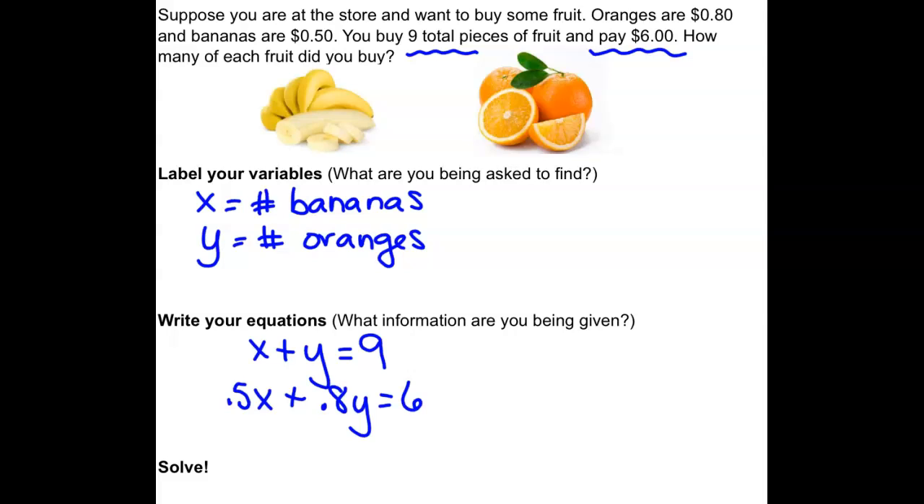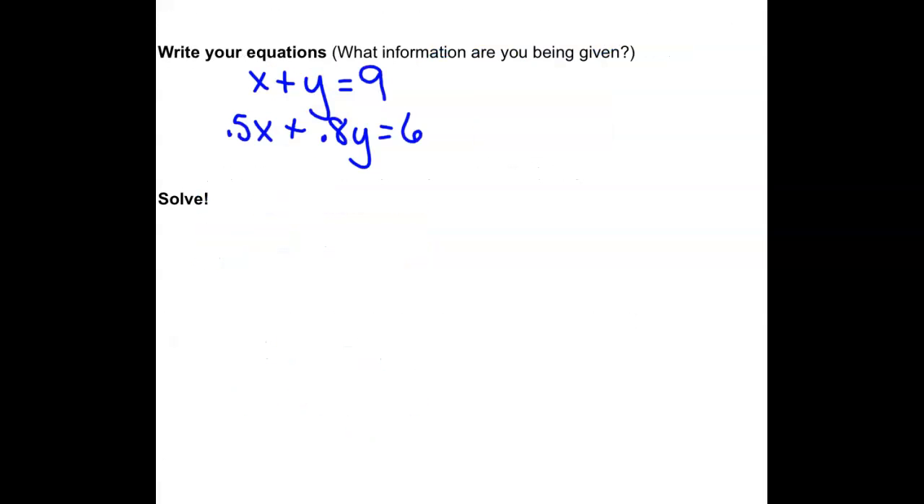We'll take our top equation and solve for either x or y. It would not matter. Let's say we solve for y. We can subtract the x to the other side. So we'd have negative x plus 9 is equivalent to our y. And now we can make a substitution. We can plug that in for our y value.